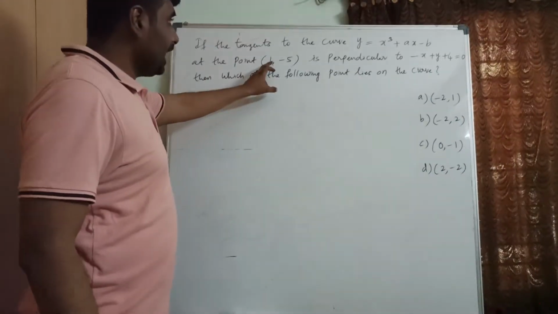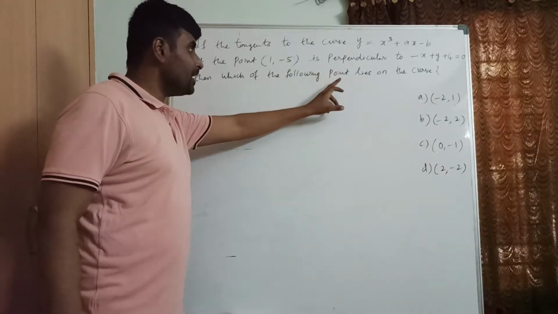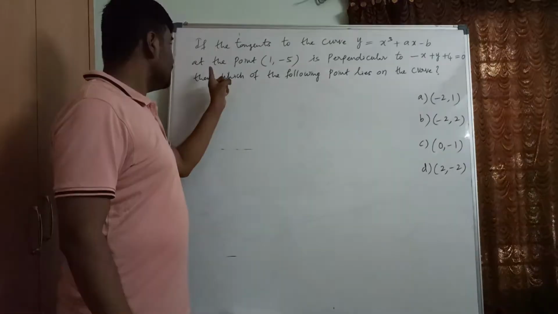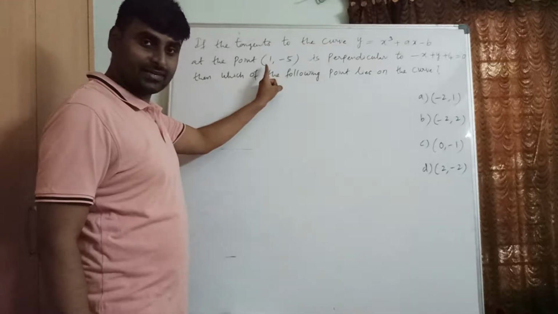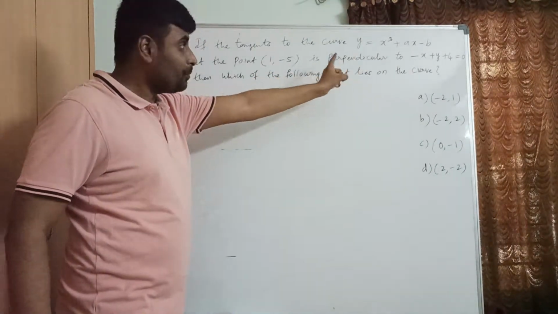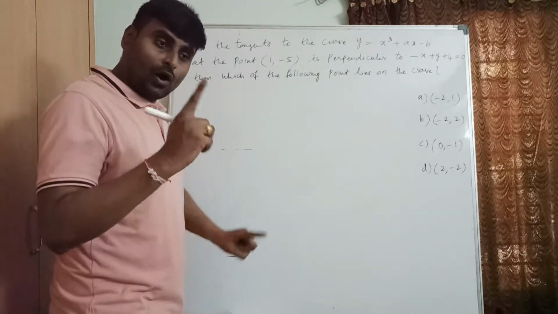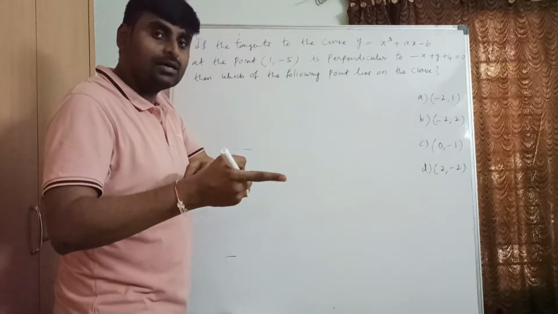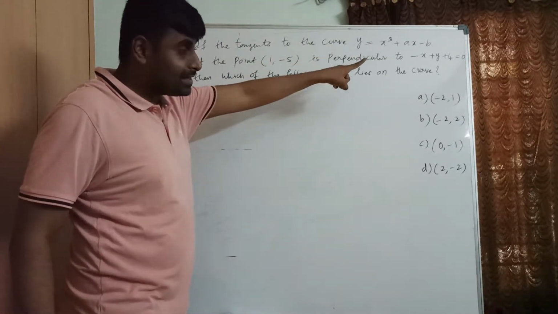Now look at this question. If the tangent to the curve y equals x cube plus ax minus b at the point (1, minus 5), the curve is given, the point is given, and the tangent is perpendicular to this line. So perpendicular to, not parallel to. So we'll take the reciprocal slope, correct? Because the tangent is perpendicular to this line.